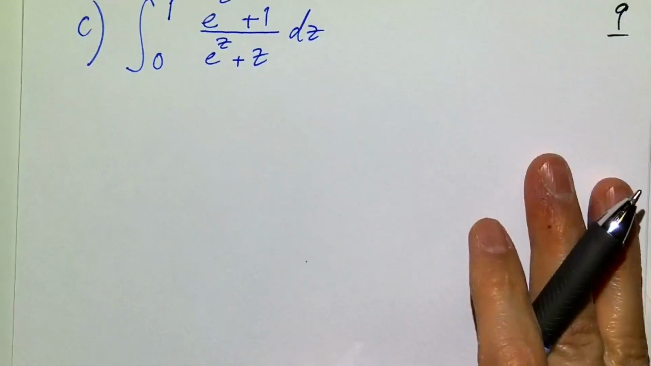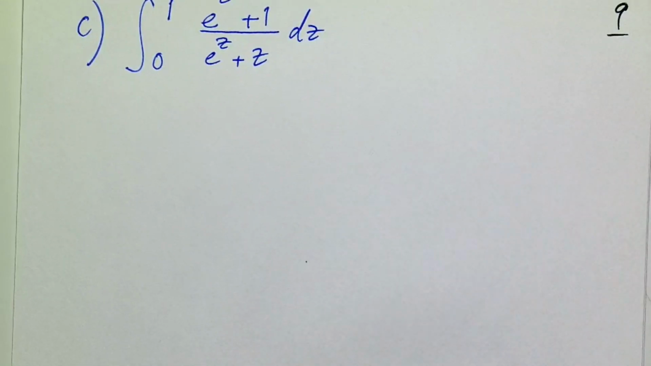Okay, so why don't you just pause and see how far you can get with this. Pick something to substitute for, and see which part of this integrand can be written in terms of the derivative of the other piece. Right? That was the original idea before we can apply the substitution rule.